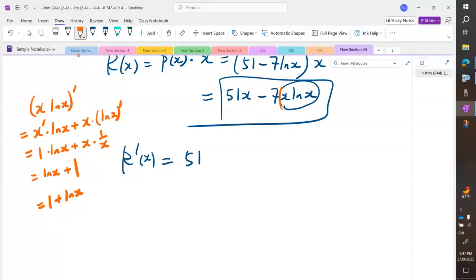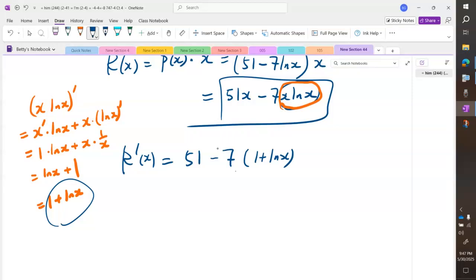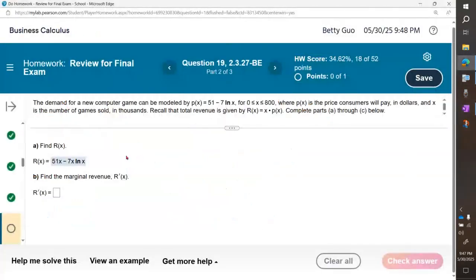So we got that part, right? This part, we got the derivative of this part. And we keep the coefficient -7 and bring this here, 1 plus ln X. Let me double check. The derivative of 51x, 51 minus 7. Yeah, that's correct. Simplify: 51 minus 7 minus 7 ln X. 51 minus 7, 44. Minus 7 ln X. 44 minus 7 ln X.